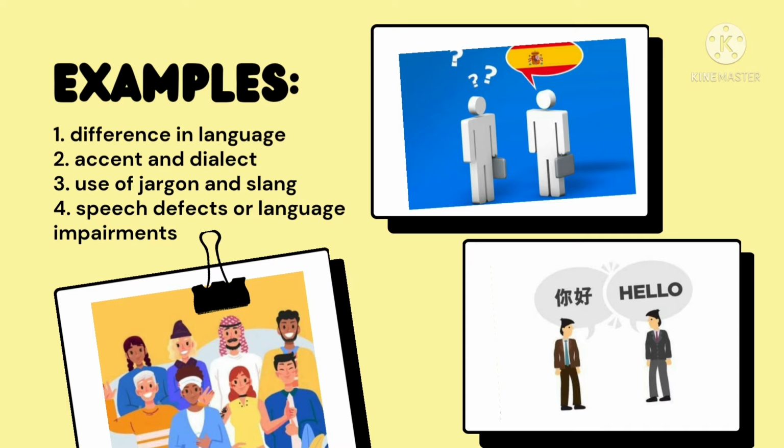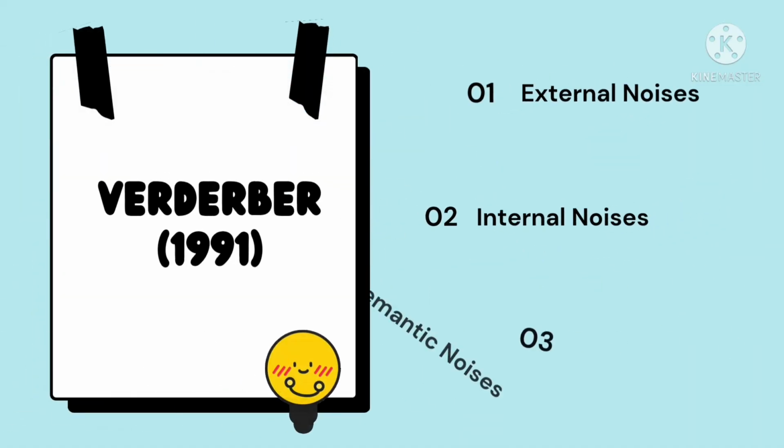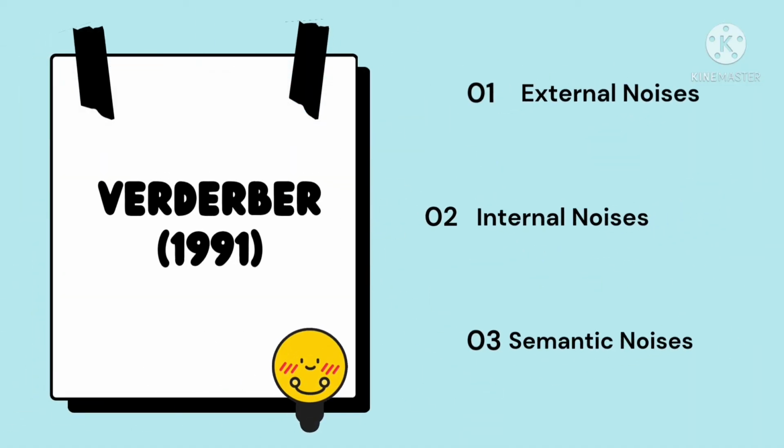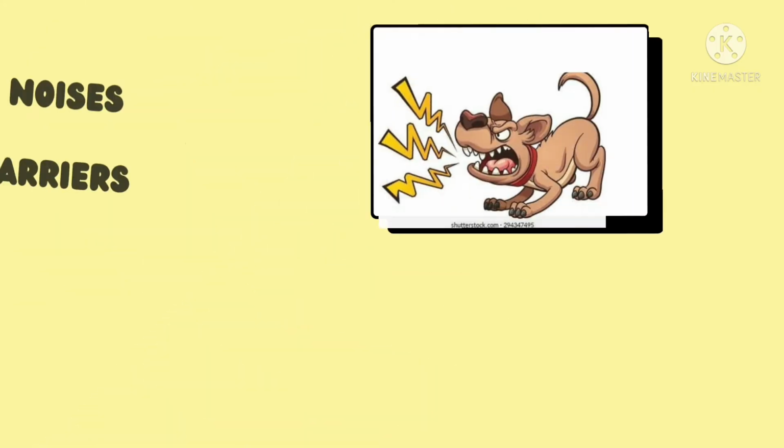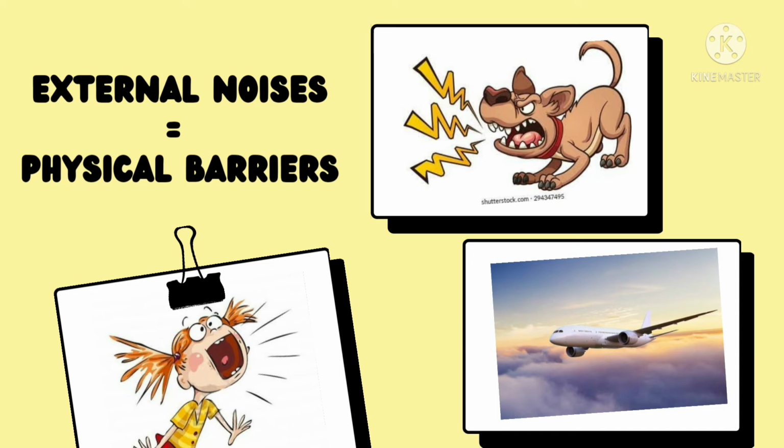Now we have physical barriers, psychological barriers, cultural barriers, and linguistic barriers. However, Verderber 1991 gives a similar idea of barrier when he classifies noise into three kinds: external, internal, and semantic noises. What are these? External noises are the sight, sound, and other stimuli that draw people's attention away from the intended meaning.